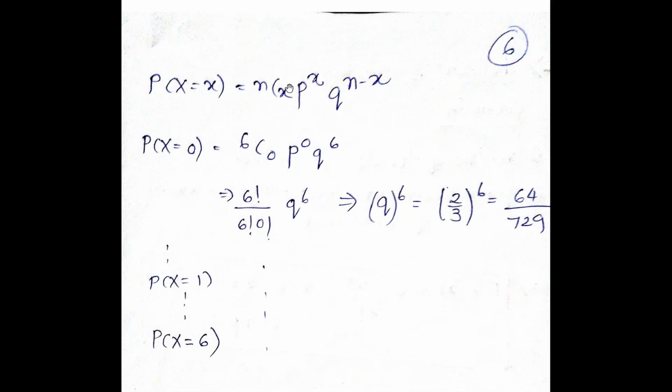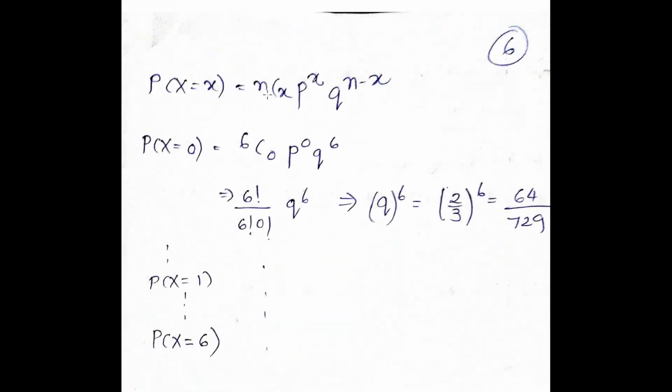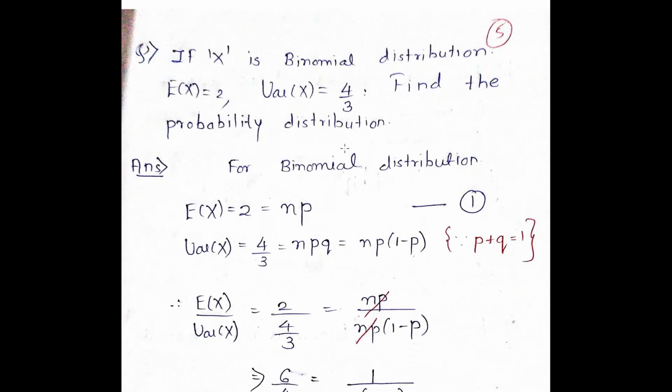So start from nCx, p raised to x, q raised to n minus x. So n is equal to 6, and x is equal to 0 here, with p raised to 0 and q raised to n minus x. So n is 6, x is equal to 0, and try to find out all the values. 6C0, you know p raised to 0 is 1 and q raised to 6, the value is given to you, that's it. So I hope I am very clear about this.